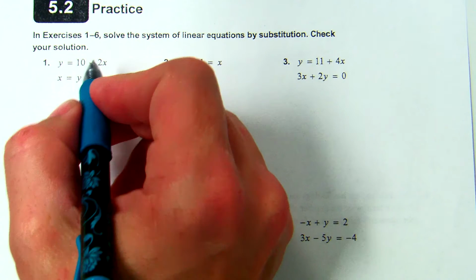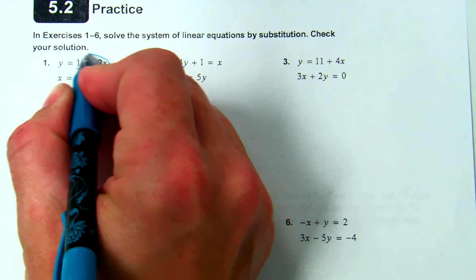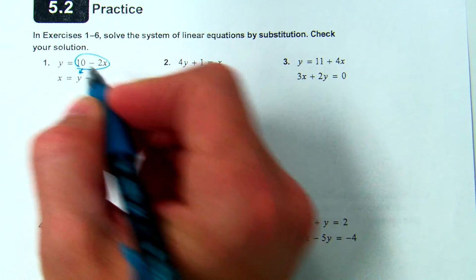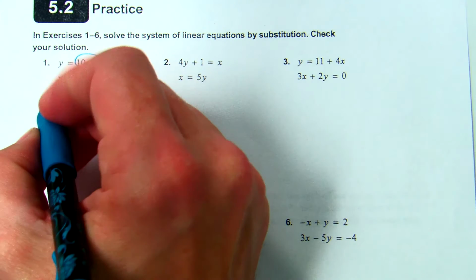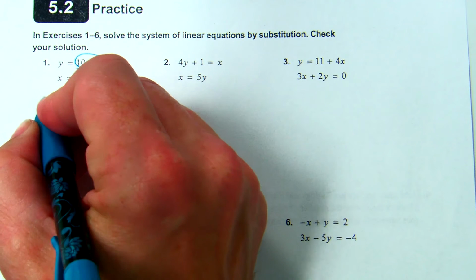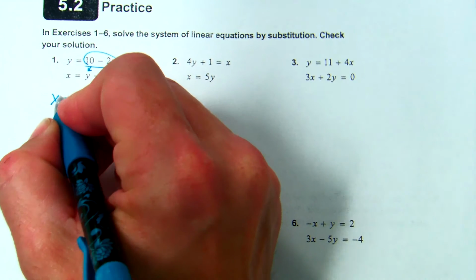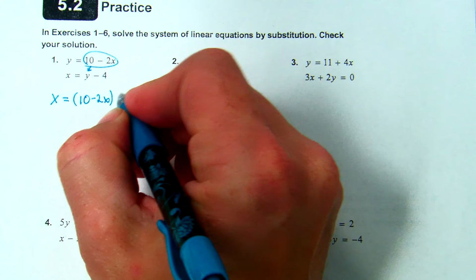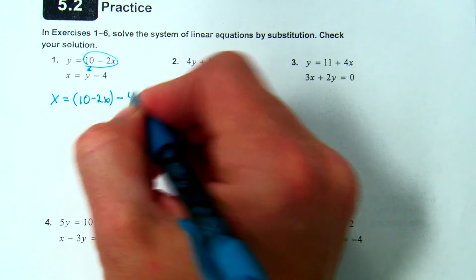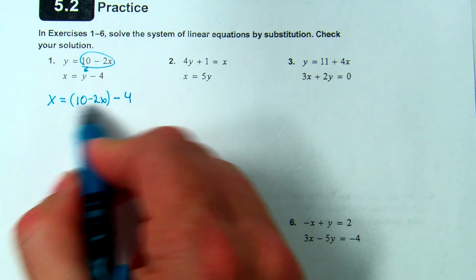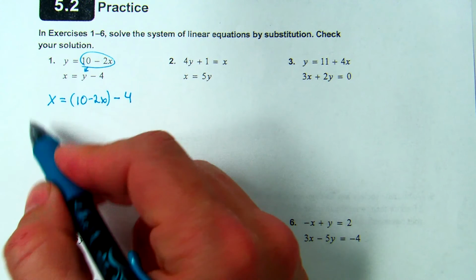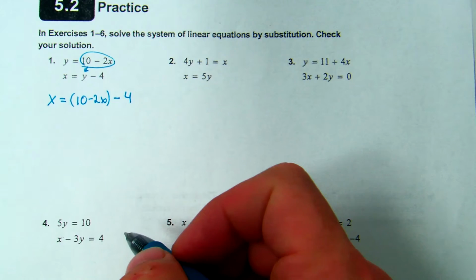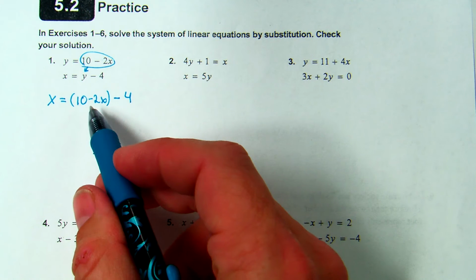Let's take this y and plug it in here to the second equation. So just to set it up, I'm not going to work it, but to set it up, you'll have x equals, and instead of y, we're going to put 10 minus 2x, and then we're going to minus 4. And then we'll solve this one for x, find the value, plug it back in, and solve for y. So that's how you'd start on number 1.